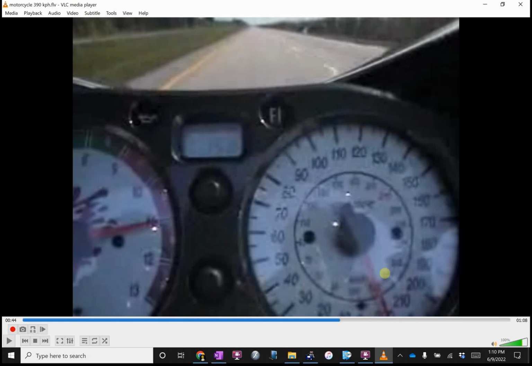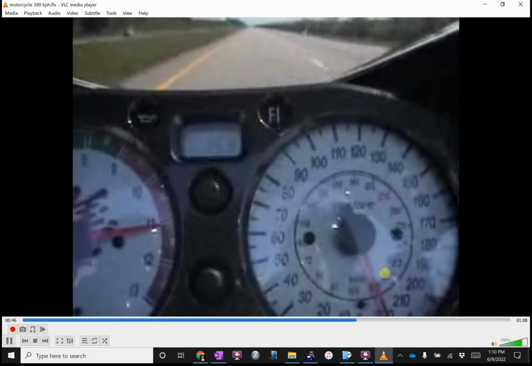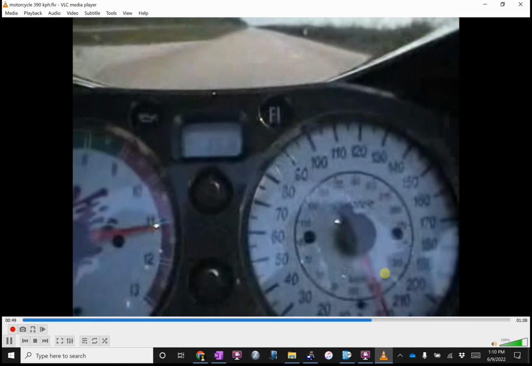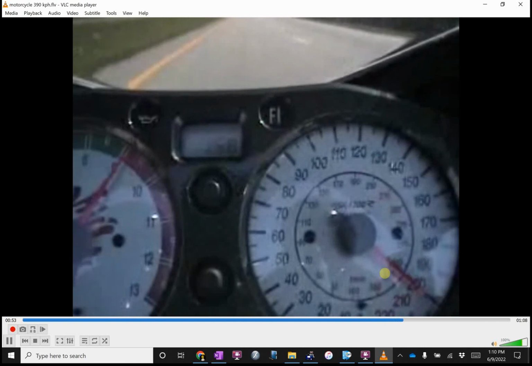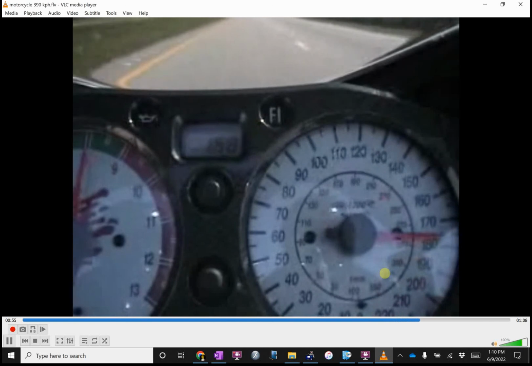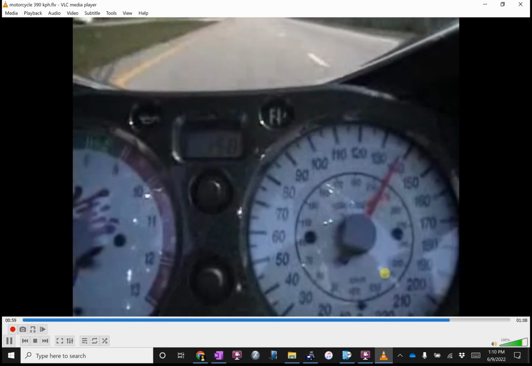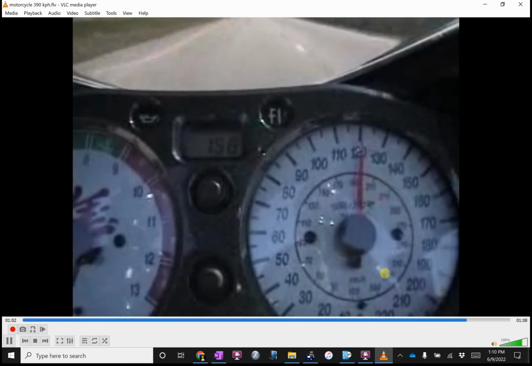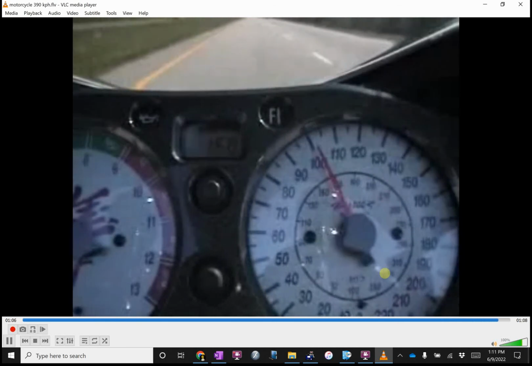I've rewound the video a bit. I'll tell you when to start timing. You'll hear the engine change as he starts to slow down, and then I'll tell you when to stop timing. So get your stopwatches ready. Start. Stop.